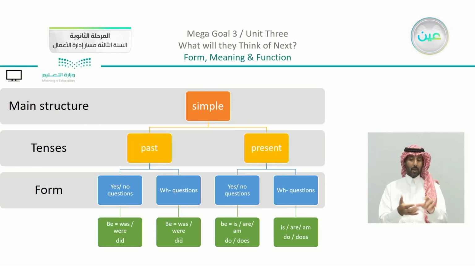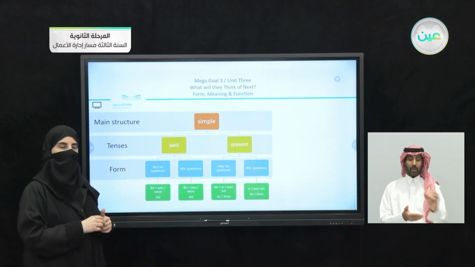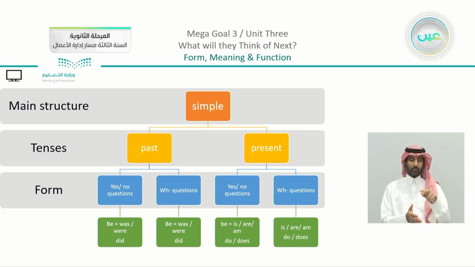We have the main structure, which is going to be the simple or the verb. We have the tenses, the past simple and the present simple. Of course, we have here different forms. You can see that we have the yes-no questions, WH questions, and under each part, there are the helping verbs that we use in this structure. So you can see if we have yes-no questions, we can use a verb to be, or was, were or did if they are in the past.